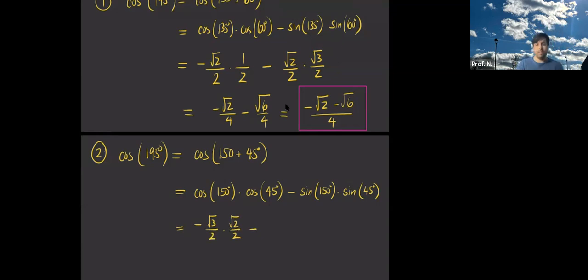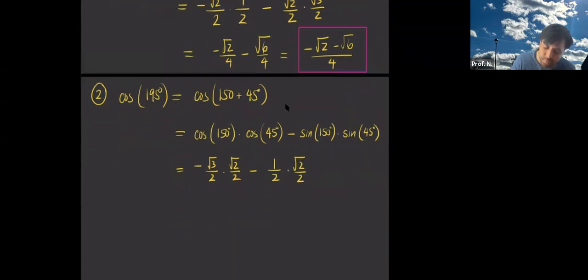Minus sine of 150. Second quadrant, sine is positive in second quadrant. The reference angle is 30. Sine of 30 is a half. And this is rad 2 over 2. What do I get? I get negative rad 6 over 2 minus rad 2 over 2, over 4. And this becomes negative rad 6 minus rad 2 over 4, which is exactly the same thing.